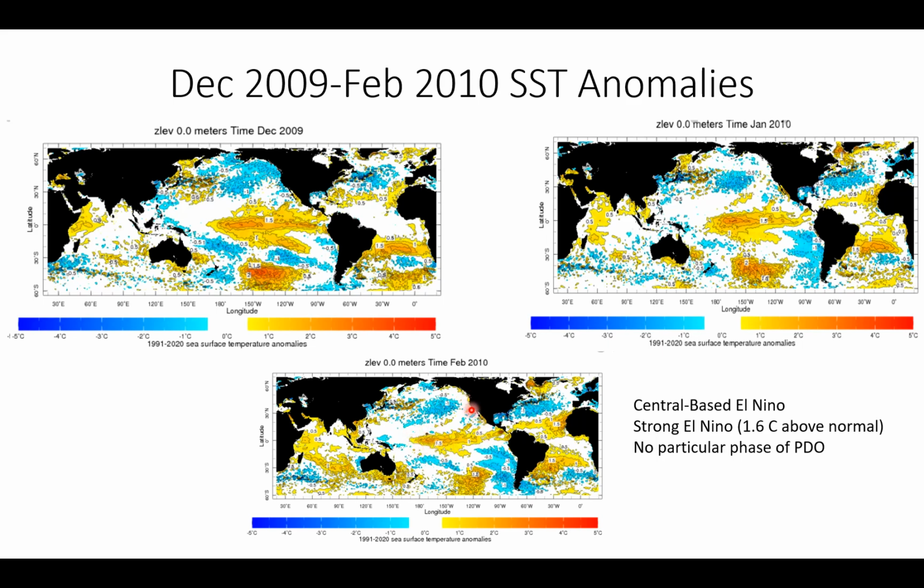You will notice along the west coast of the United States, again in February 2010, there's really no particular phase favored for the Pacific Decadal Oscillation in that particular month.